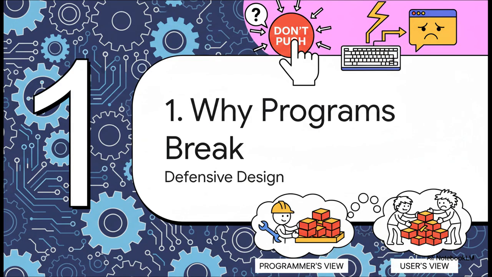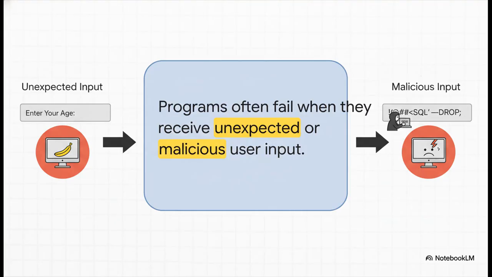This all comes down to something called defensive design. The big idea here is that you need to stop thinking like a programmer who knows exactly how the code is supposed to be used and start thinking like a regular user who will do literally everything you don't expect them to. And there it is, the number one reason programs fail: unexpected input.